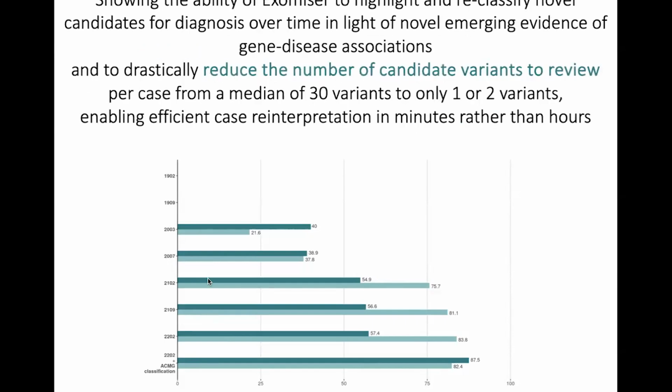So this analysis actually shows the ability of Exomiser to highlight and reclassify novel candidates for diagnosis over time in light of novel emerging evidence of gene disease association, and its ability to drastically reduce the number of candidate variants to review per case from a median of 30 variants to only 1 or 2 variants per case, therefore enabling efficient case reinterpretation in minutes rather than hours.